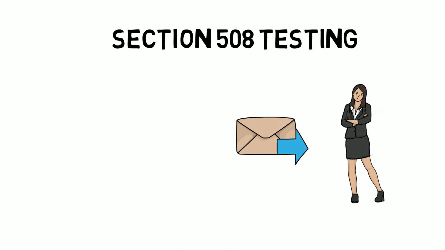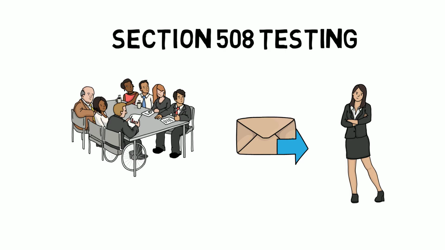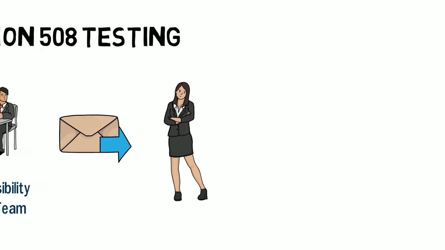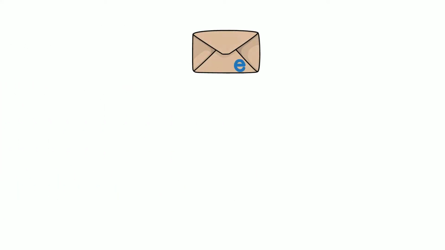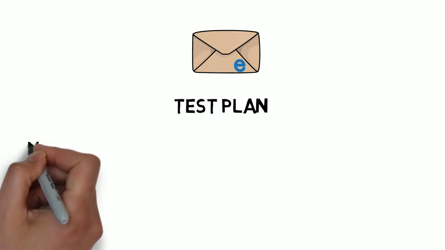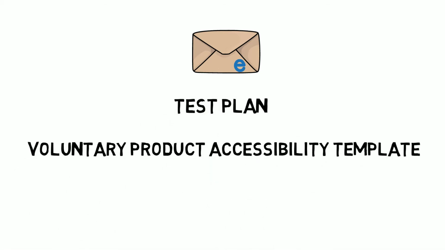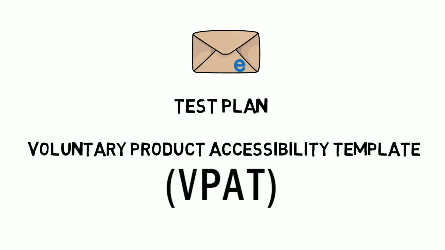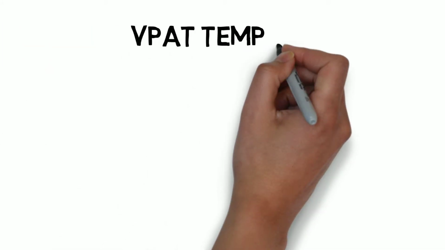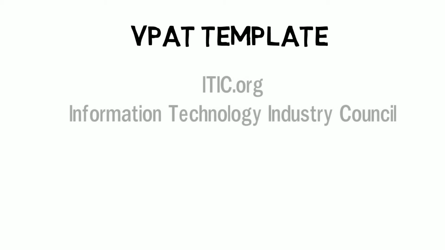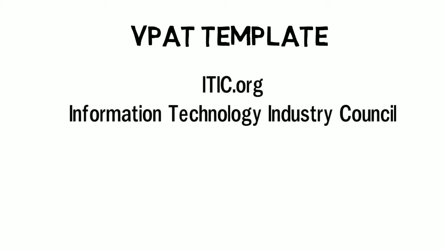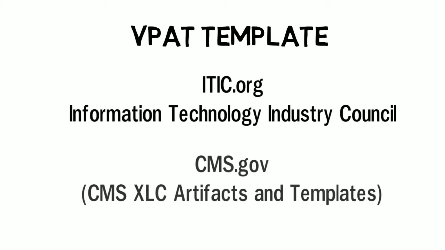For Section 508 testing, the requester will receive an email from the CMS 508 Accessibility Validation Testing Team. This email will include a test plan and a link to the Voluntary Product Accessibility Template, also known as the VPAT. The VPAT can be found on the Information Technology Industry Council website at itic.org or by visiting the CMS XLC Artifacts and Template section on cms.gov.